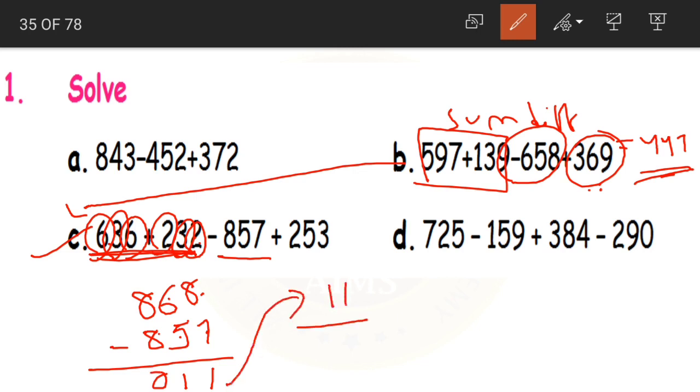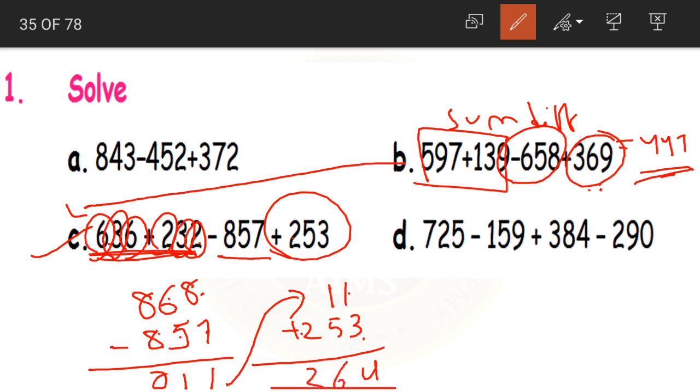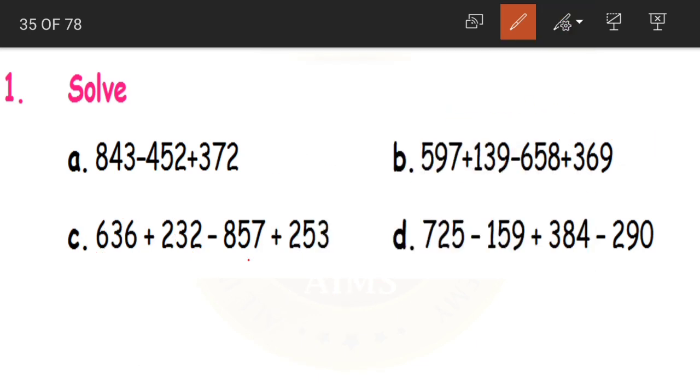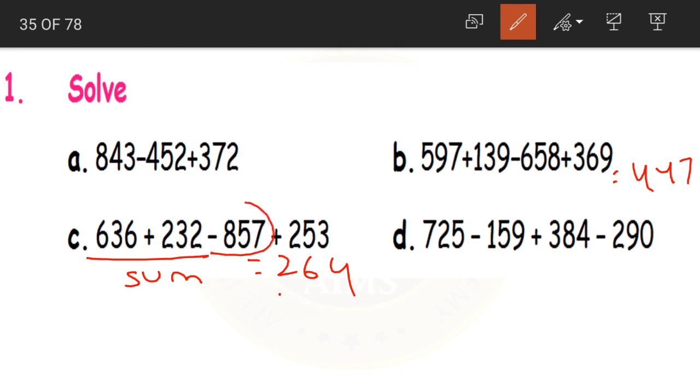For this 11, what should we do? We should add the last number, that is 253. 1 plus 3, 4. 1 plus 5, 6 and 2. What is our answer children? 264 is our answer. Yes, 264 is our answer. Again, we added these two. From the sum we subtracted 857, and to the difference we added 253. Clear? The answer we got is 264 here.